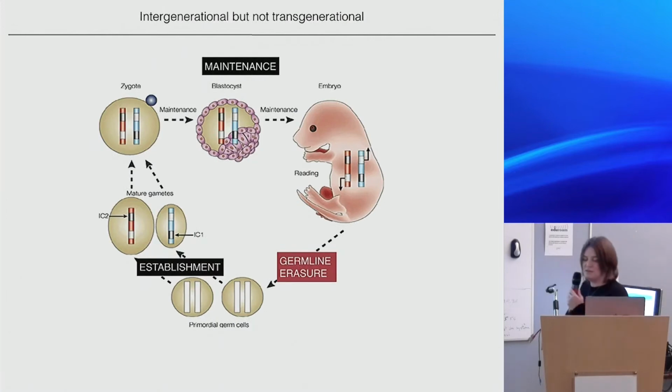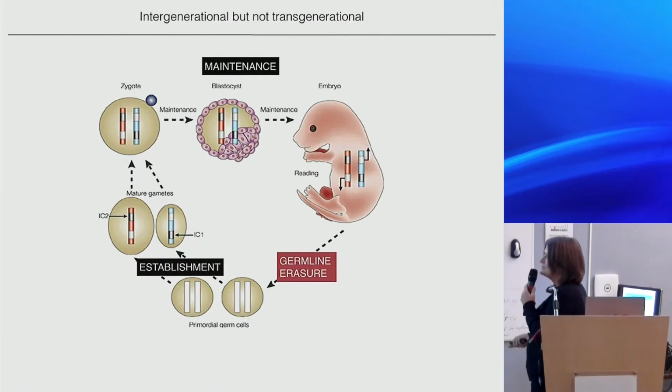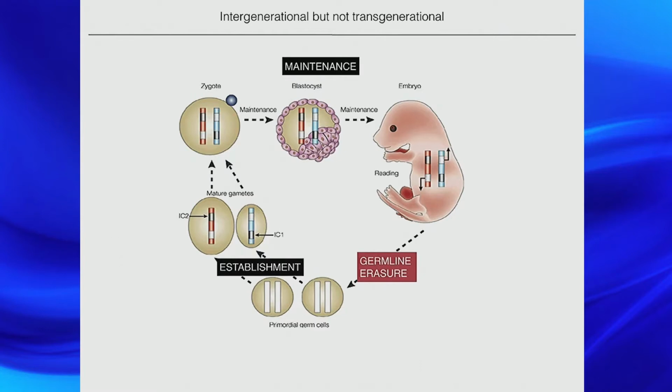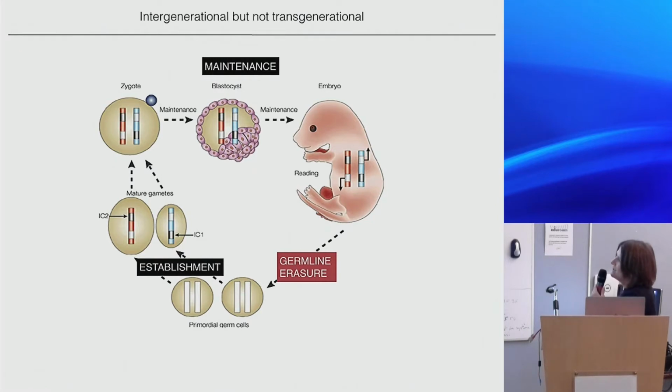So genomic imprinting is an intergenerational mechanism, but not a transgenerational process. That's the best I could do for today.